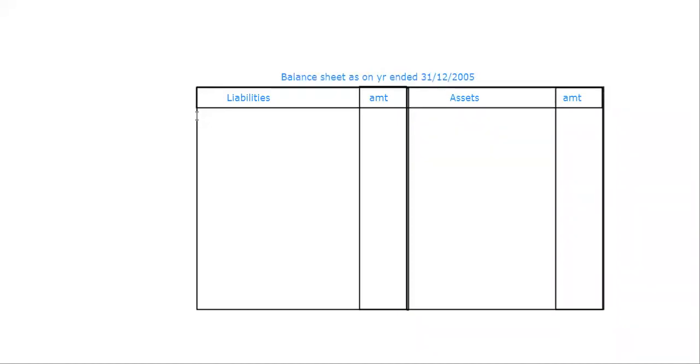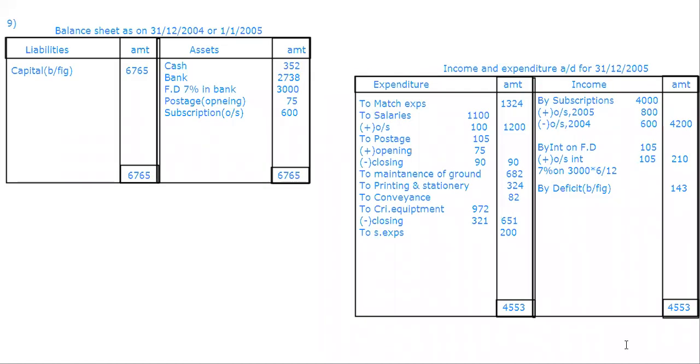First I always start with capital. So here I'm starting with capital. How much did we get in the opening? We got capital of around 6765, right? Yes.